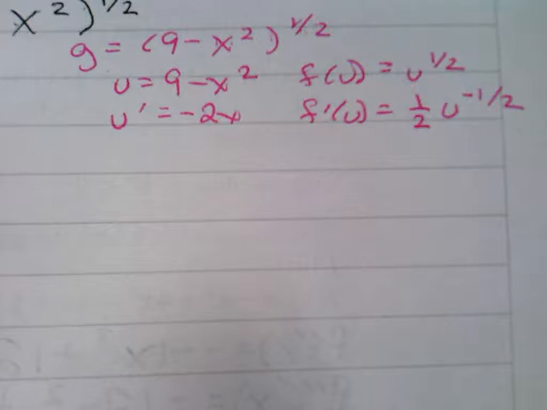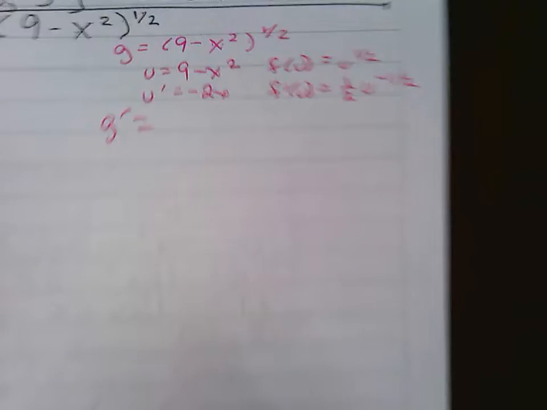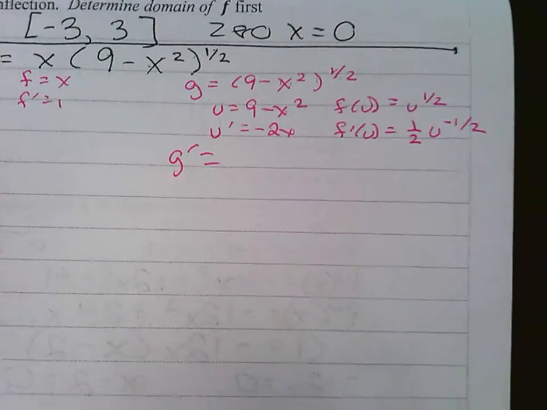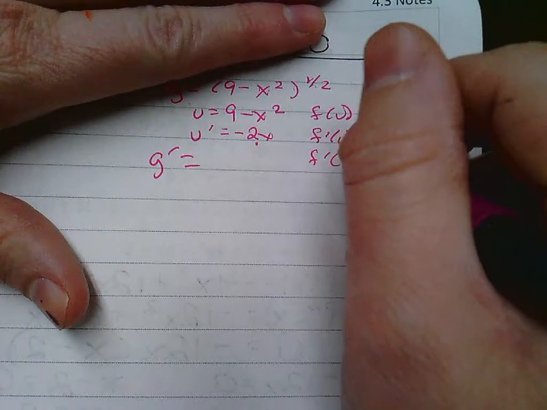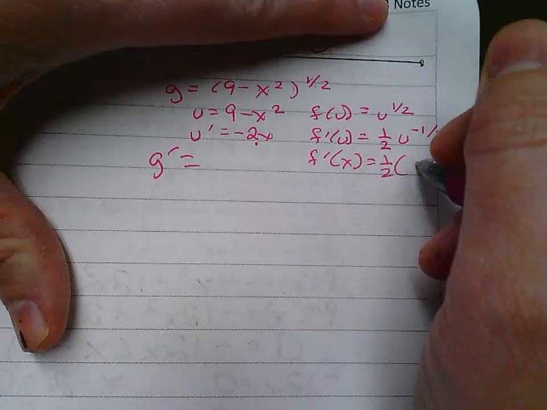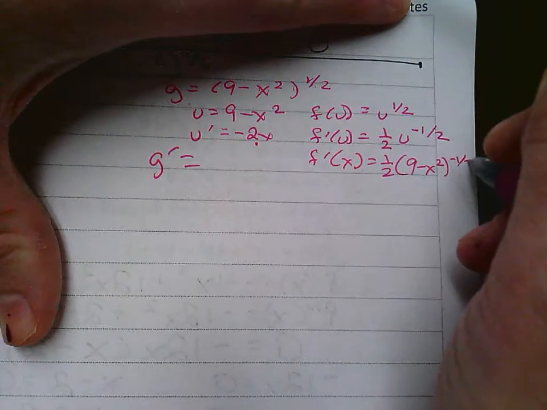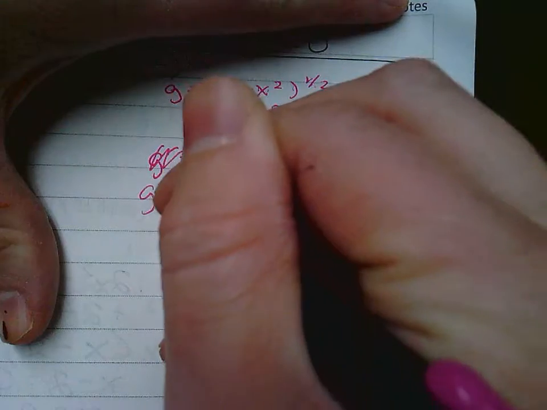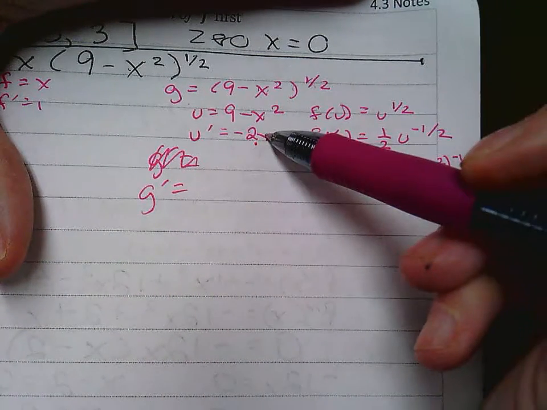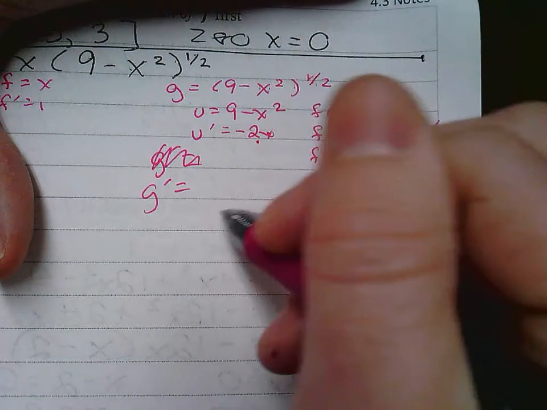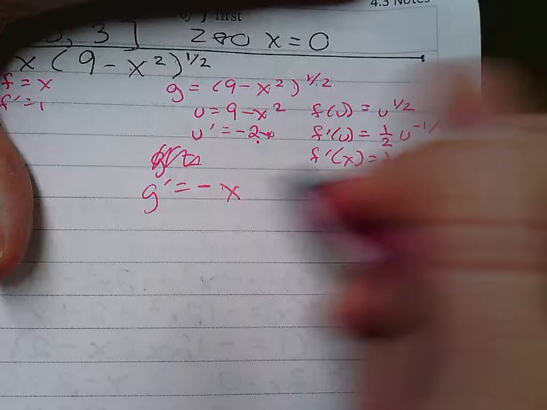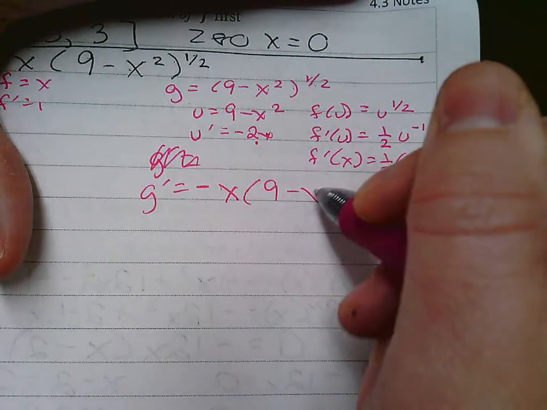Okay. So then g prime is going to be negative 2x. Oh, I forgot f prime of x. Whoops. So g prime is going to be negative 2x times 1/2, which is going to be negative x, times 9 minus x squared to the negative 1/2.